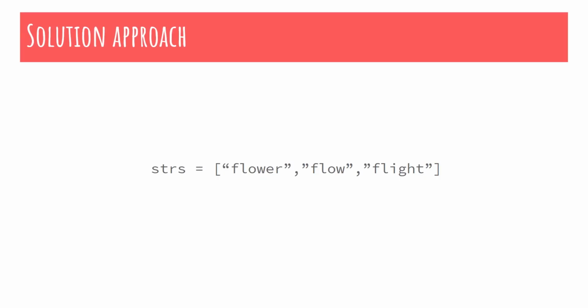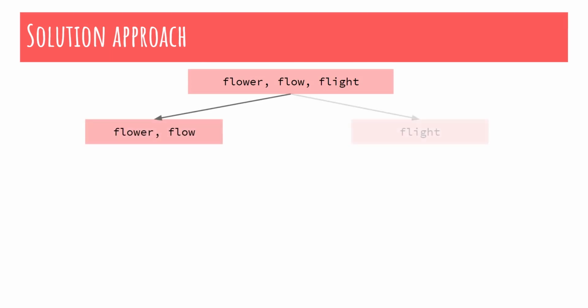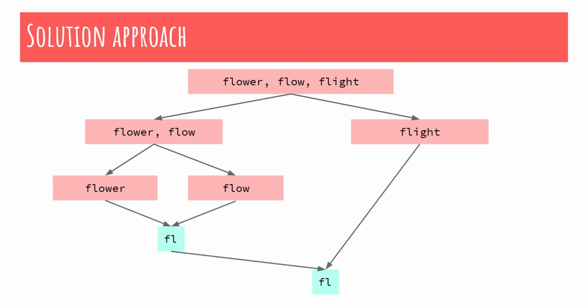I've considered the same instance. At first, we are going to split the given input array as flower, flow and flight. Since flower and flow is still relatively large, we are going to break it down into flower and flow separately. And then we are going to find the longest common prefix, which is FL. And then we'll find the longest common prefix for FL and flight, which is once again FL. So the value that is returned finally is FL.